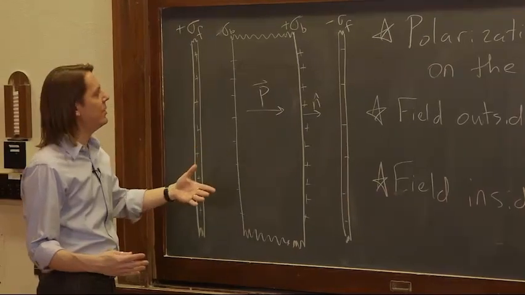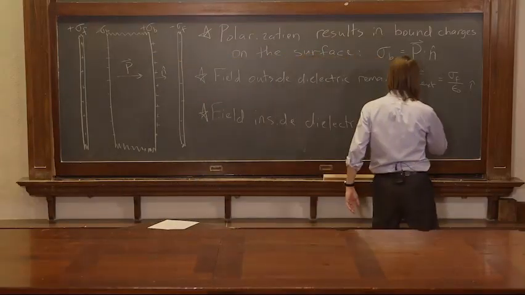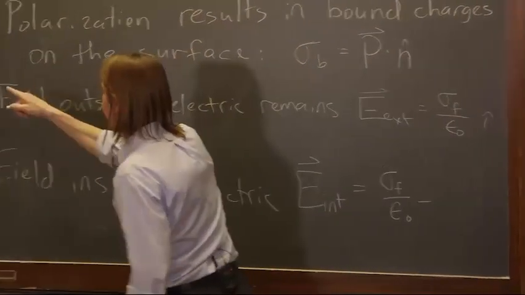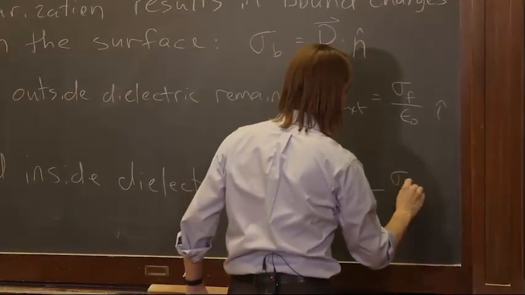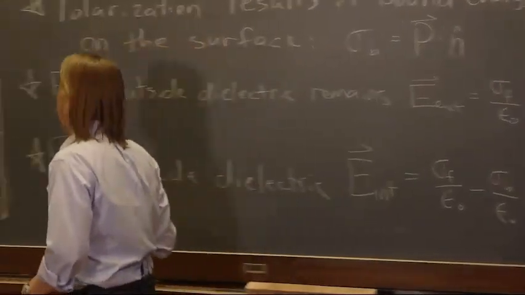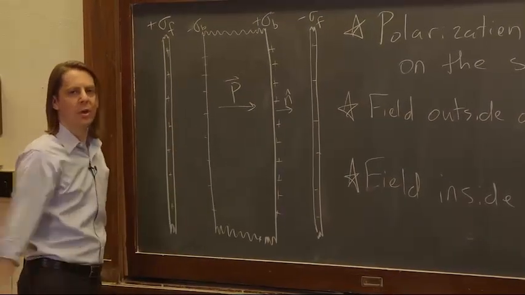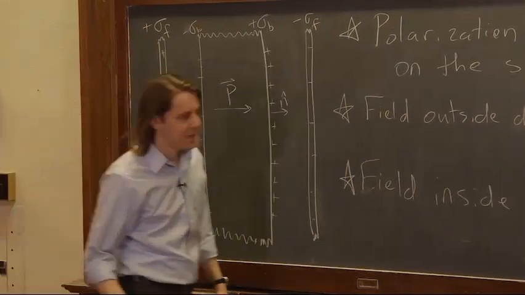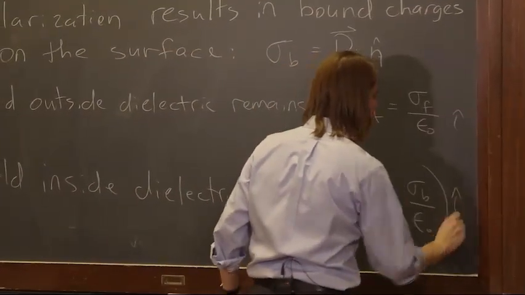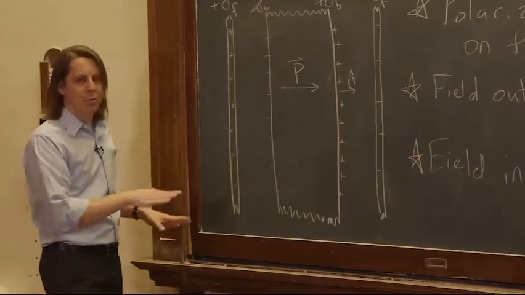Right? Electric fields obey superposition, so it's E external, sigma free over epsilon naught, minus sigma bound over epsilon naught. Because you can see the field created by the bound charge goes the other way. So it's going to make the field internal inside smaller, and if I had to put a unit on it, I'd make it go that way. Okay? Okay, so we're making a little progress.